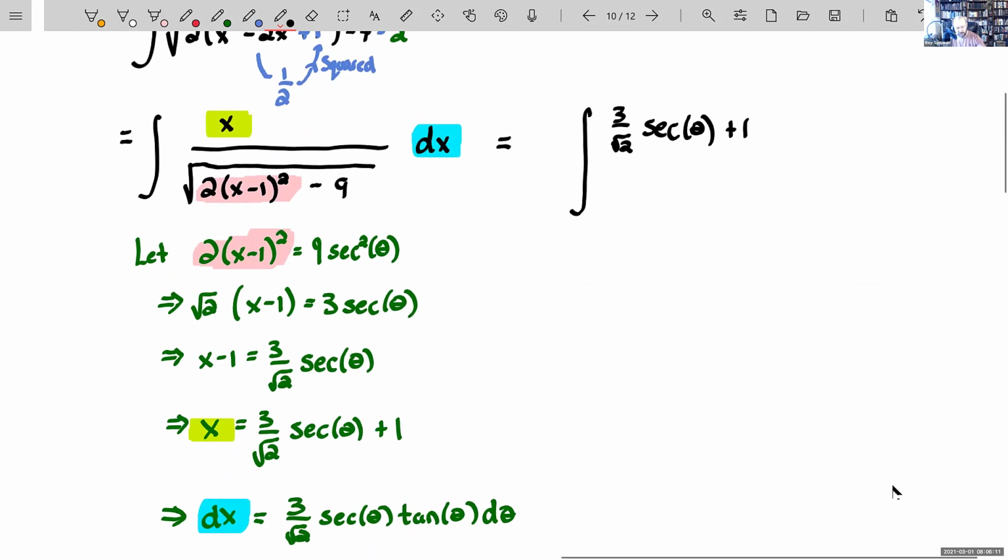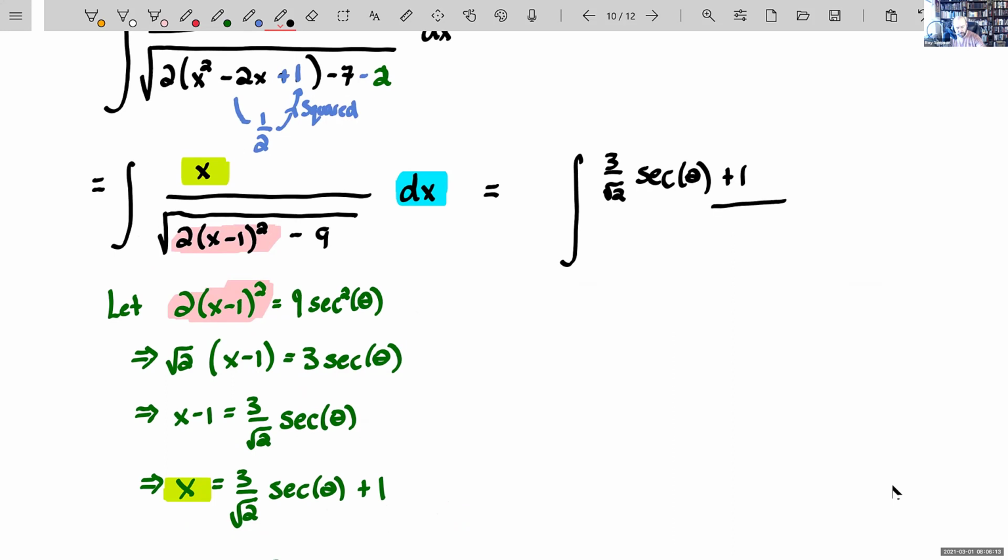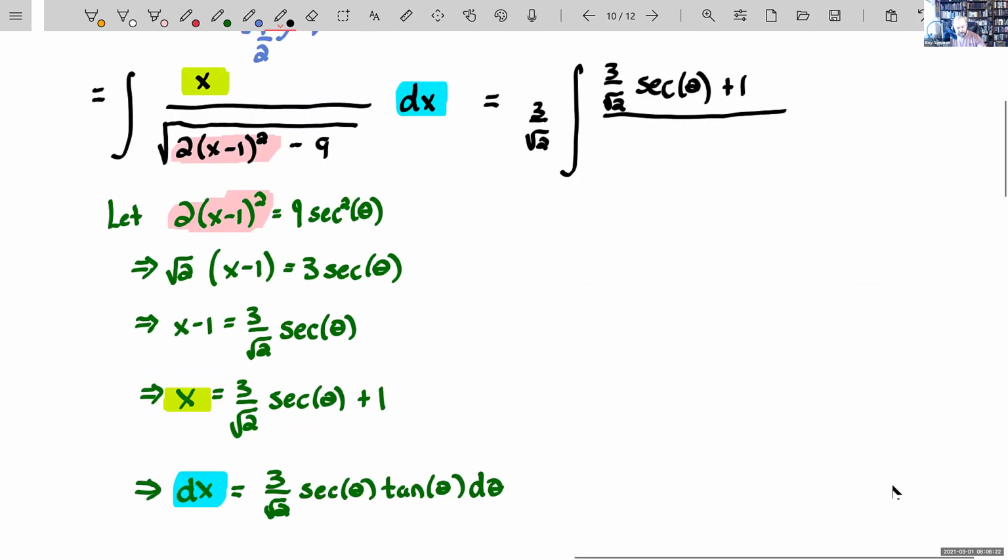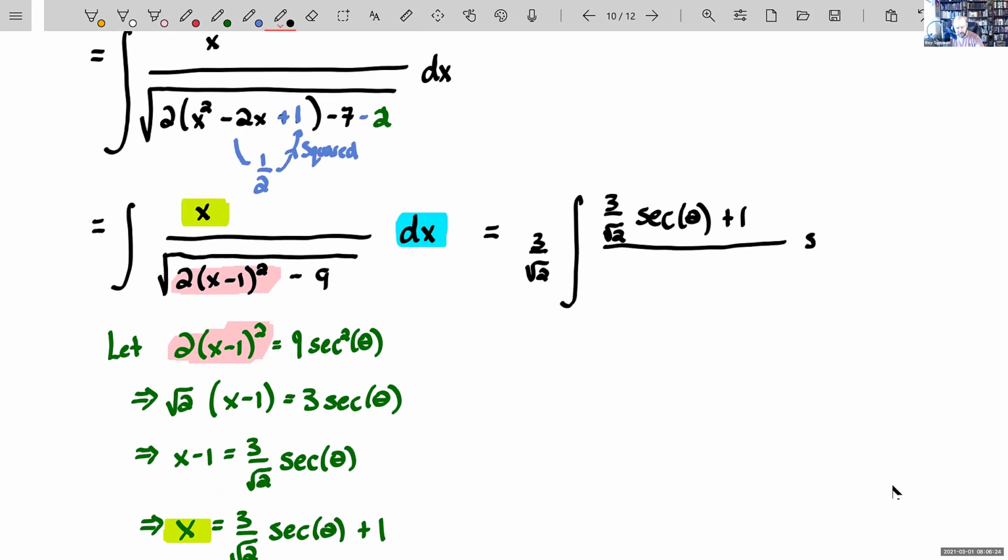dx is a 3 over root 2. So that would be actually right here, but I'm going to move that out front, 3 over root 2 out front in this case. Let's see, secant tangent and then d theta. So secant of theta, tangent of theta, d theta. Be very careful here that secant tangent d theta is multiplying this entire statement in the numerator. So be very careful about that.